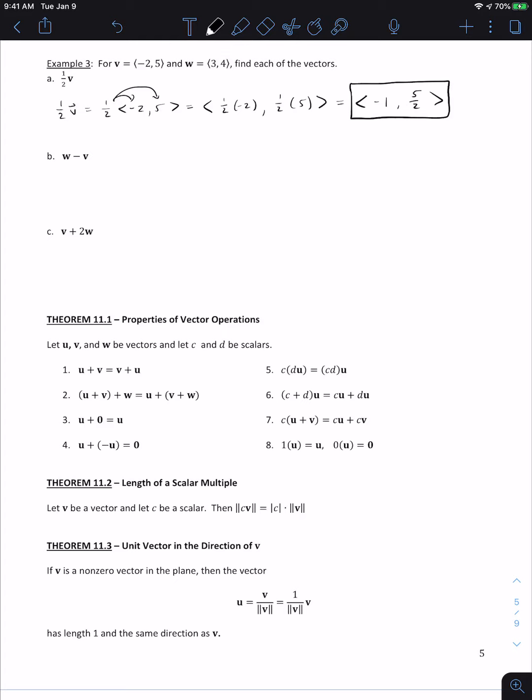Okay, so now let's look at w minus v. So w minus v looks like w is 3, 4 minus -2, 5. So then what I do, I just subtract their first components and second components. So I get 3 minus -2 and 4 minus 5. So I end up getting 5 and -1 here.